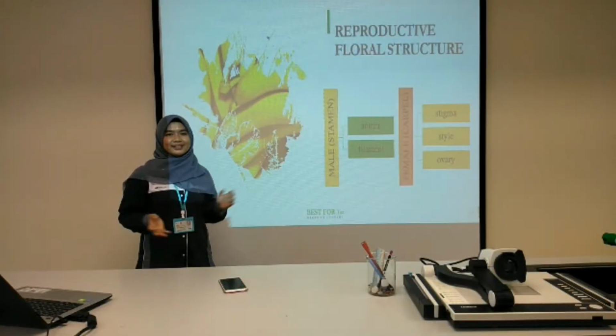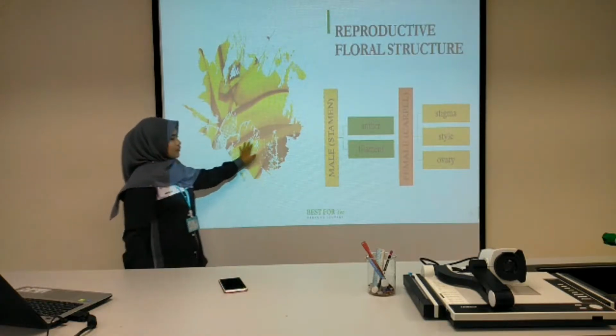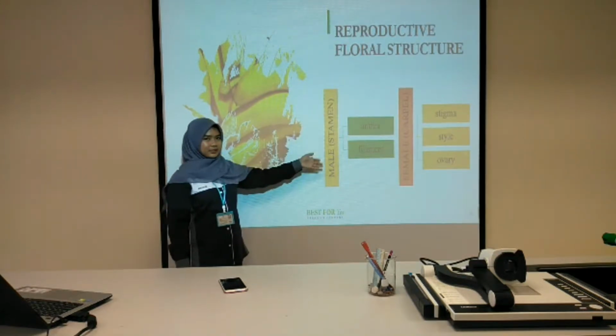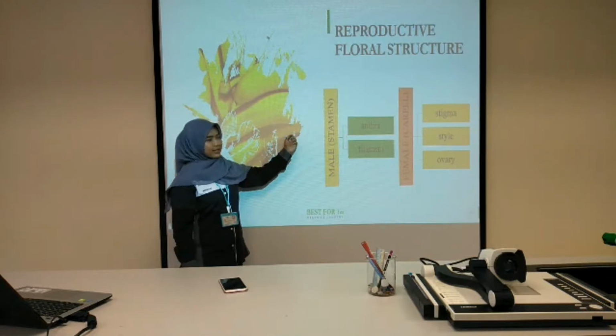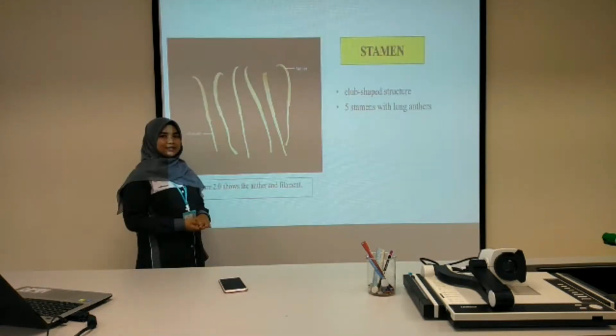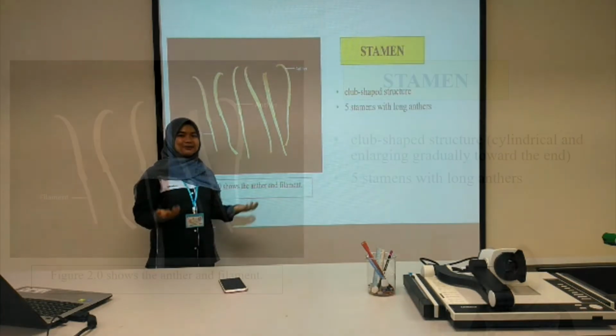Next, I will present the reproductive system. As you can see here, male, which is known as stamen, has anther and filament. Meanwhile, the female part, which is known as carpel, has stigma, stele, and ovary. First is stamen. Stamen is a male reproductive organ.